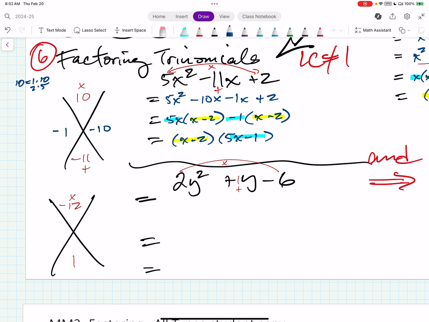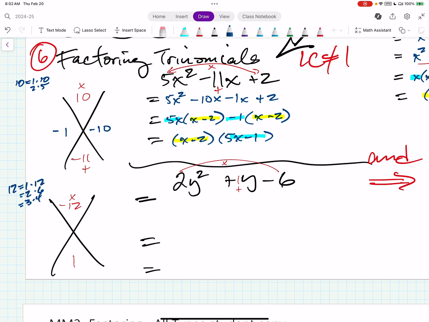All right, so the factor pairs of 12. Well, we know that 12 is equal to 1 times 12, or 2 times 6, or 3 times 4. Okay, those are factor pairs, and we need to pick two of them that add to 1.